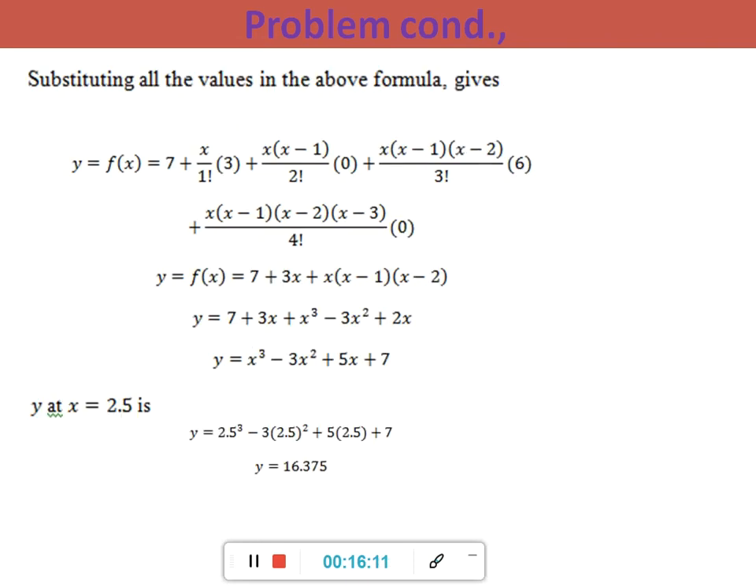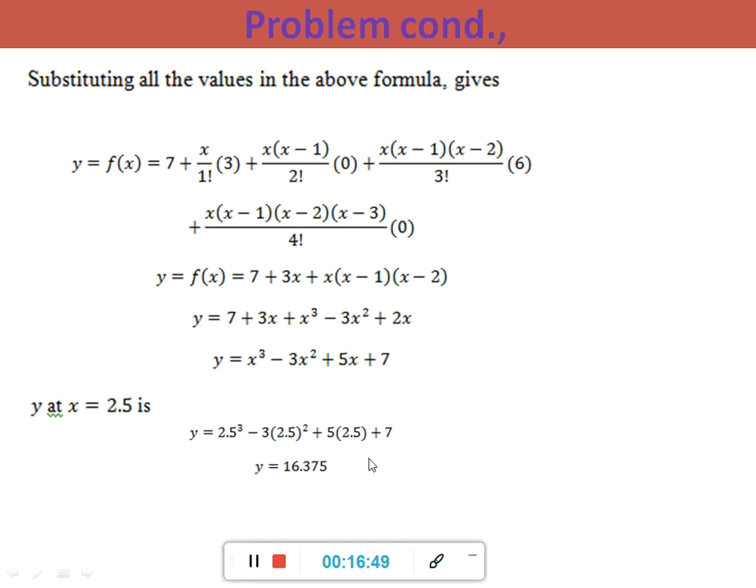Now substitute all the values in the formula. So we have y equal to f of x equal to 7 plus x by 1 factorial into 3, plus x into (x minus 1) by 2 factorial into 0, plus x into (x minus 1) into (x minus 2) by 3 factorial into 6. The last one is 0 here, it will become 0. After simplification, we get y equal to x cube minus 3x square plus 5x plus 7. But we need x equal to 2.5. Put x equal to 2.5 here. After simplification, we get like this.